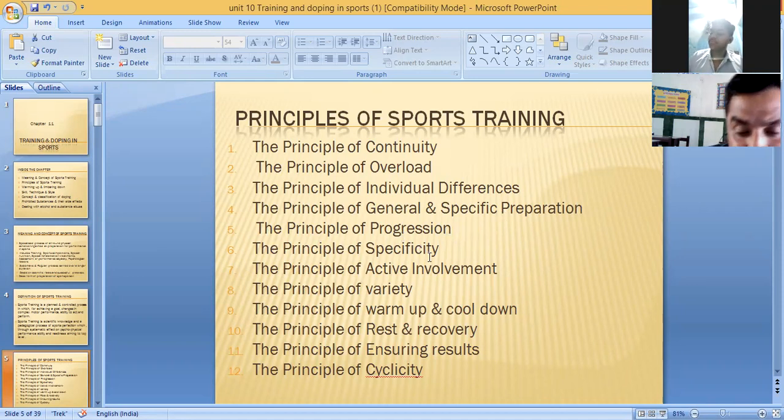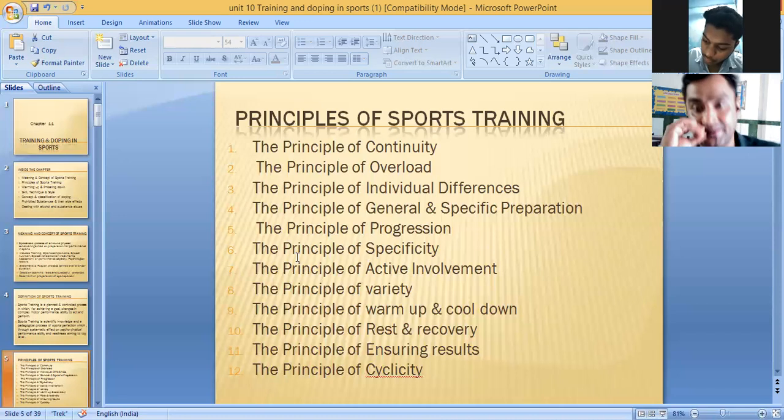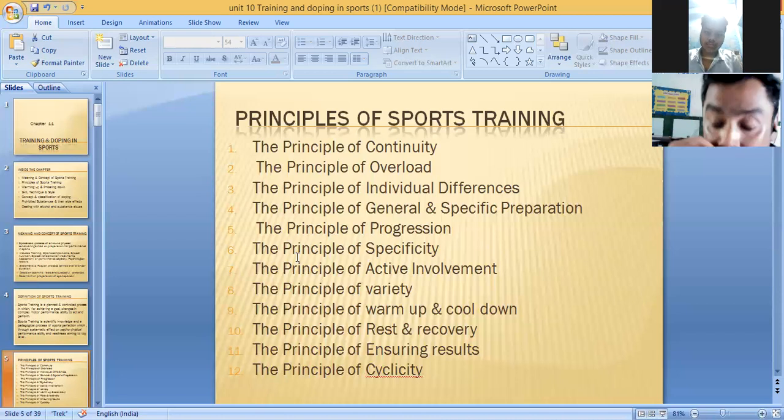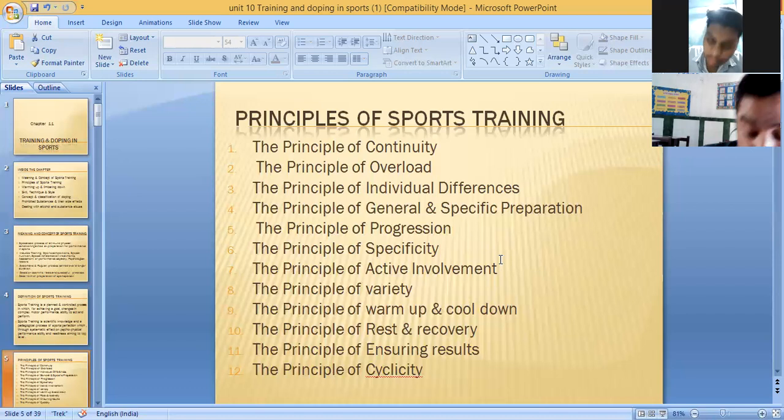The principle of specificity means there should be specific exercise for specific things. For example, if you want to increase your strength, so what you have to do? You have to do strength exercise. And how? For example, weight training. You must increase your weight, increase your repetition, increase your intensity to gain the strength.